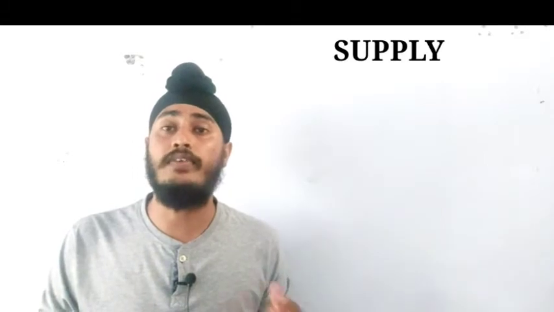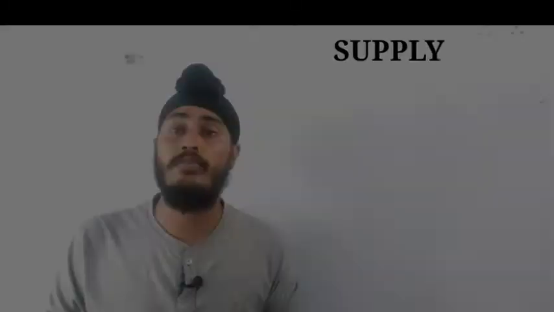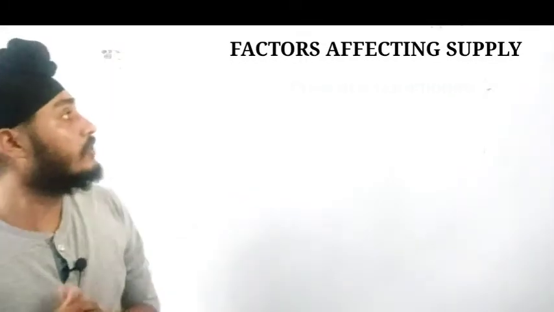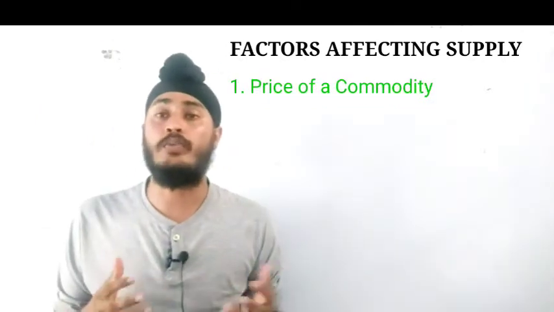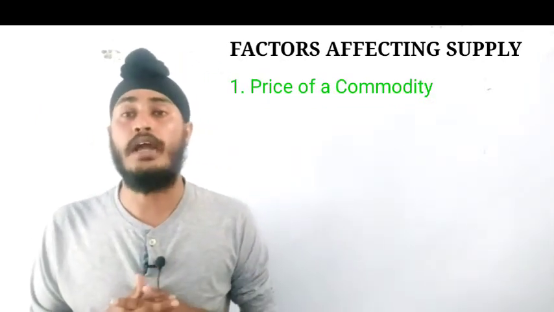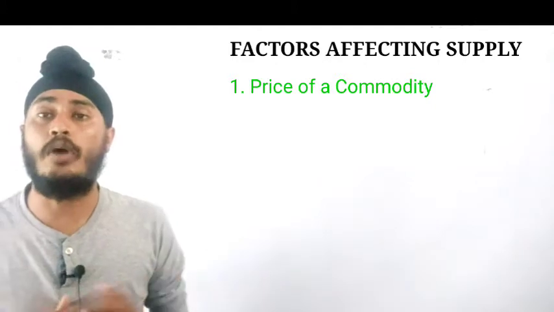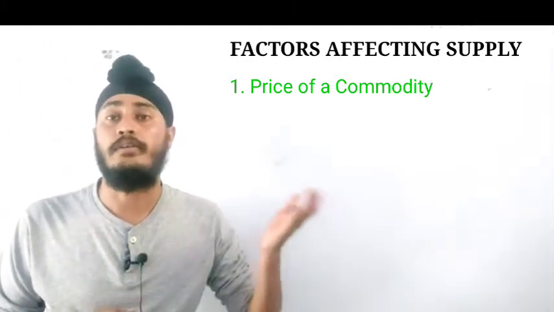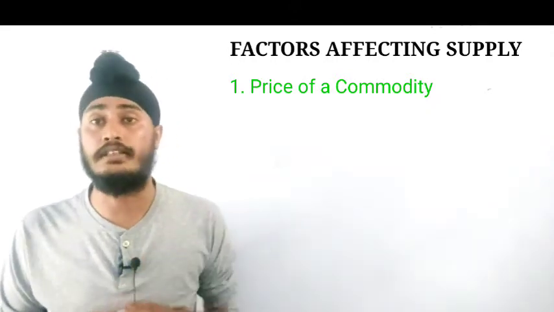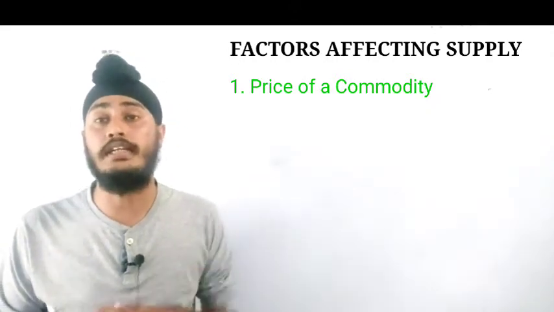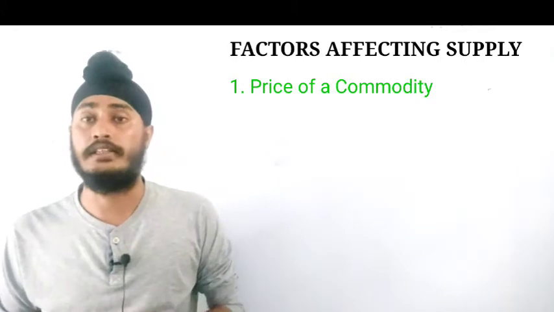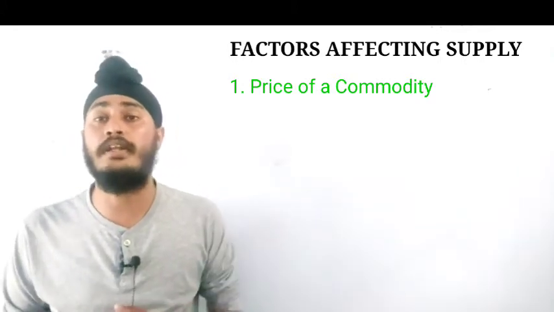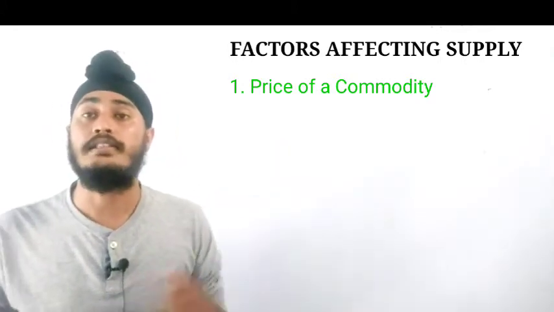Let us discuss the factors which affect the supply of a commodity. The first factor is the price of the commodity. How does it affect supply? As we discussed in the law of supply, when the price of a commodity increases, supply increases. But when the price decreases, supply decreases. Hence there is a direct relationship between the price of a commodity and supply.